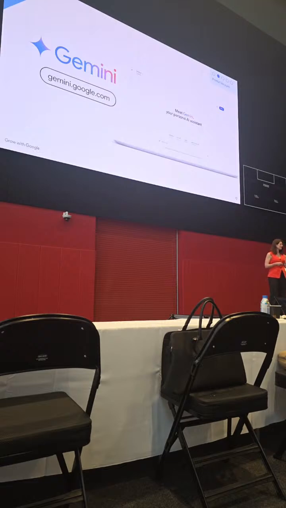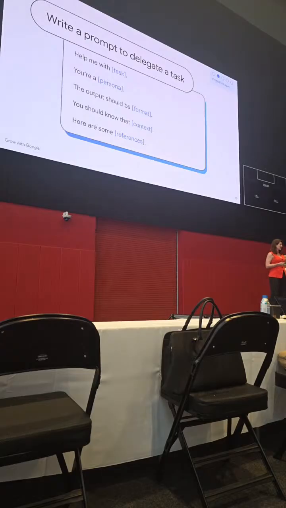Okay, so let's talk about prompting to delegate a task. There are 5 ingredients in a really strong prompt, and I've got them up here on the screen. If you want, you can take a photograph of this slide so you've got it. These are the 5 things that you need to create a quality prompt and output. Okay, let's start with each step.